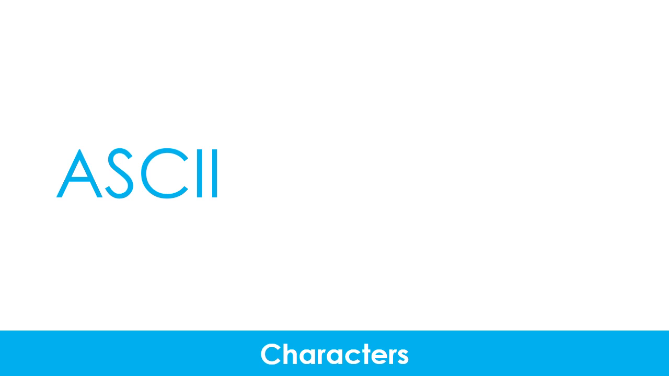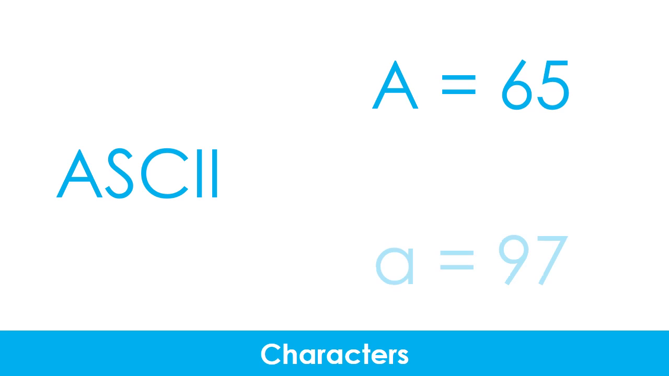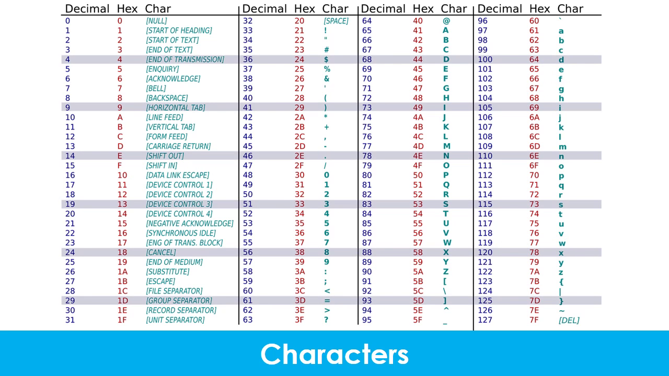ASCII stands for the American Standard Code for Information Interchange. The ASCII code for capital A is 65, and the ASCII code for lowercase a is 97. This table gives you an overview of the different ASCII character codes. ASCII uses 7 bits, which means it can support 128 different characters. The problem is, this isn't enough to support all the different characters found in all the different languages across the world.